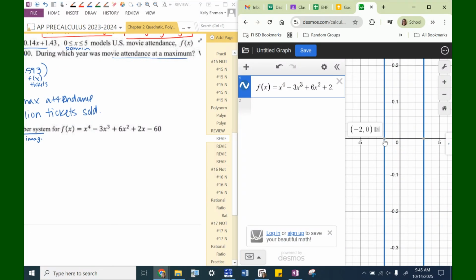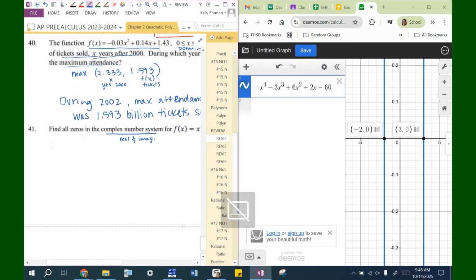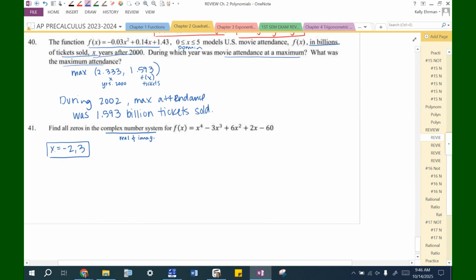All right, so let's click on these zeros. From my graphing calculator, I got negative 2 and 3. So write those down: x equals negative 2 and 3. And those are two answers. The other two must be imaginary. So we can use these in any order with synthetic division to get this degree 4 down to a quadratic that we can solve. I'm going to start with negative 2.